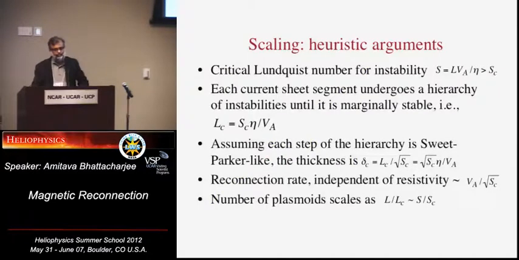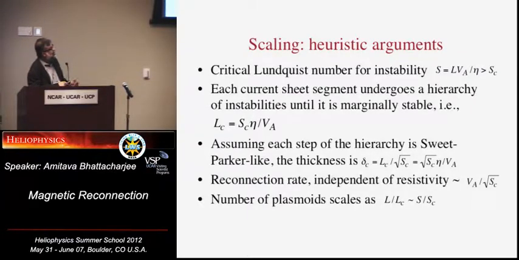We can give some very simple scaling arguments that actually make sense of this simple picture. Imagine that you have a critical Lundquist number over which the instability is triggered, and then you make the following conjecture: that the instability is triggered, you get a thinner current sheet, but this current sheet would have the critical length and then go unstable again.